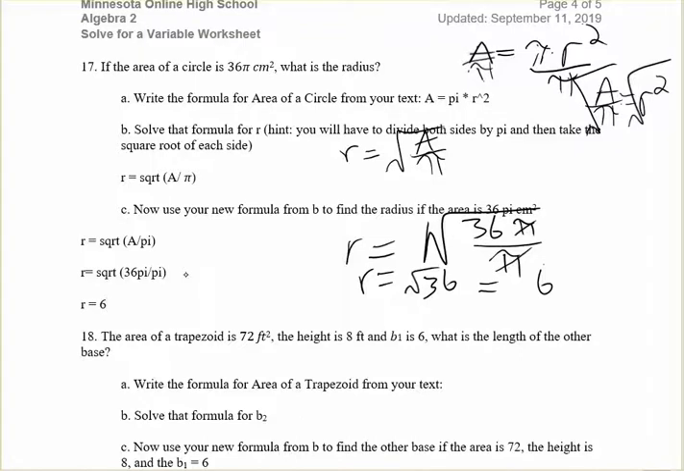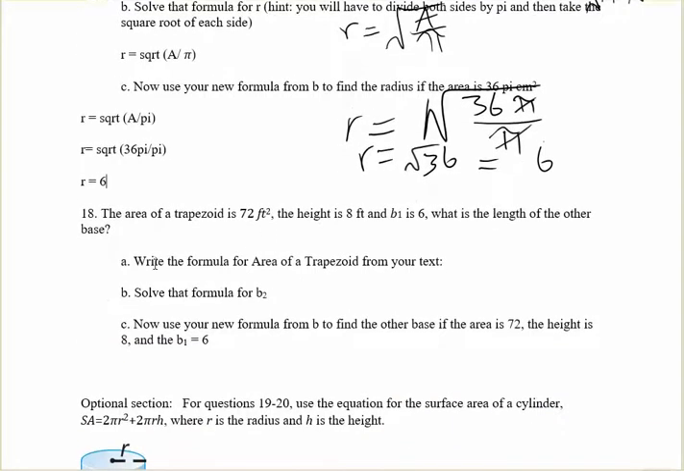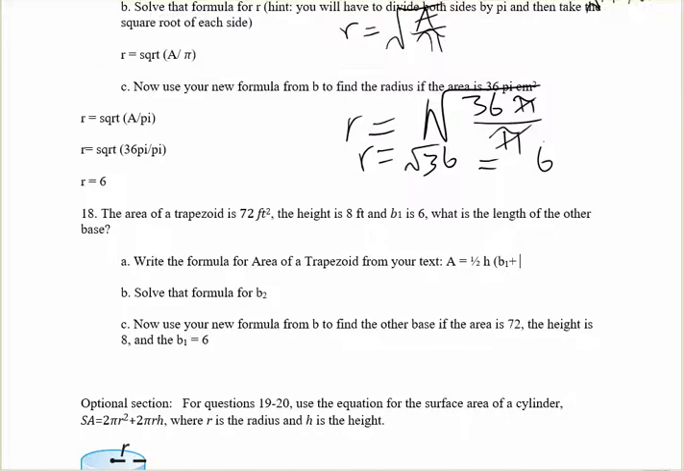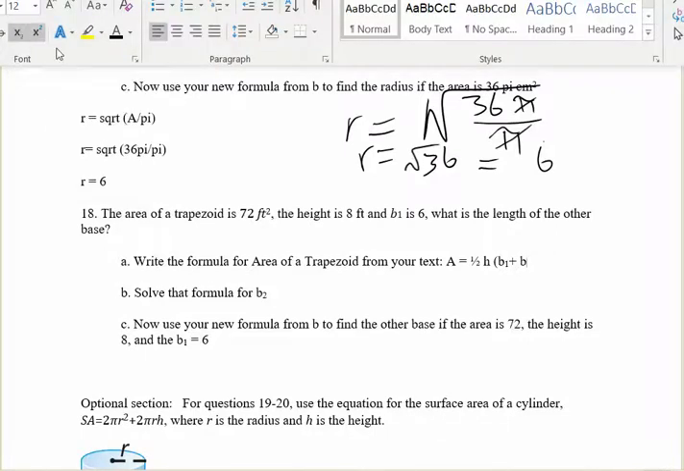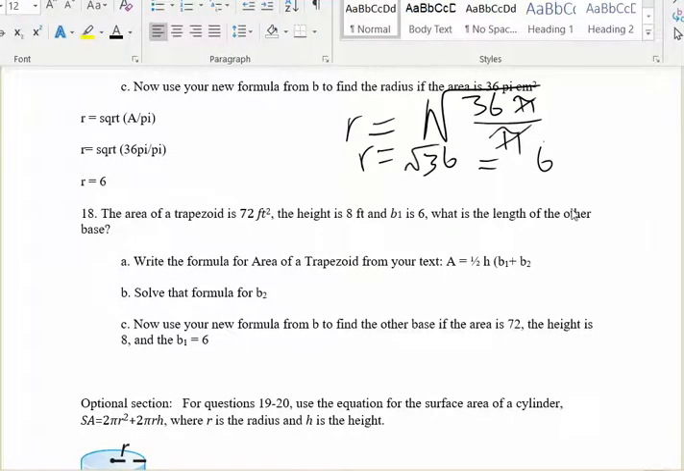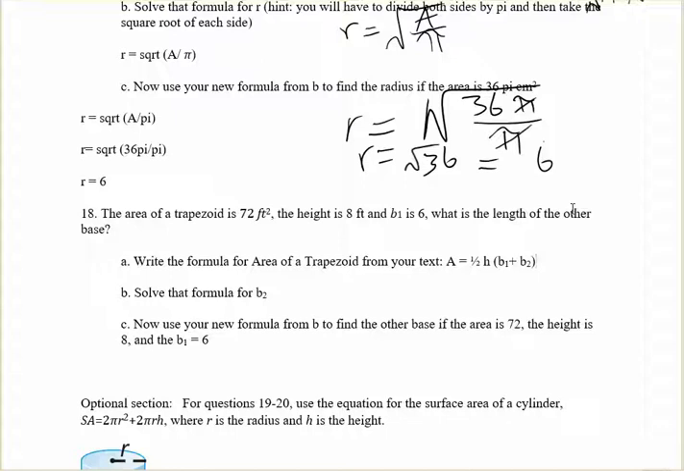And then number 18 is going to be very similar. You're going to write the formula for area of a trapezoid. You can look this up. It's 1/2 times the height, and then you add the bases together. I need my lowercase b1 plus b2. And then I'll close my parentheses. That's what we're starting with for our formula for area of a trapezoid.